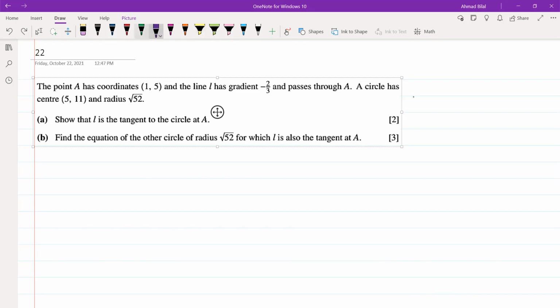Any idea? So Laiba, if you asked about the second part, what about part A of this? How will we do part A?